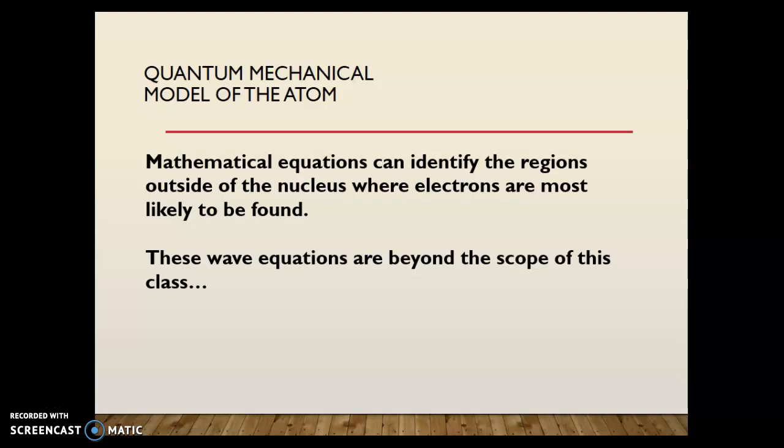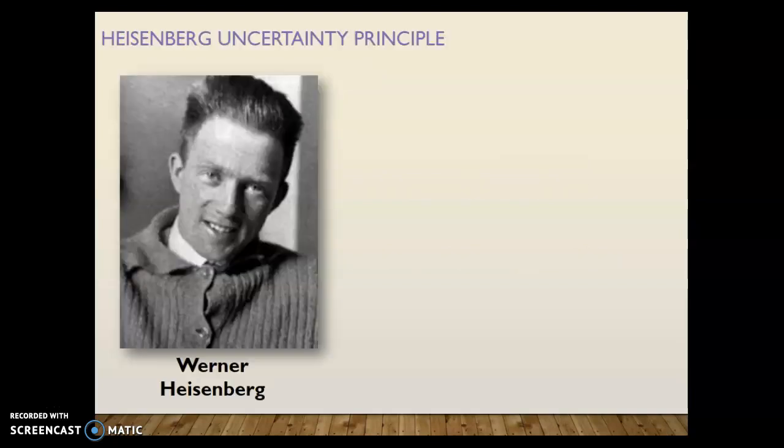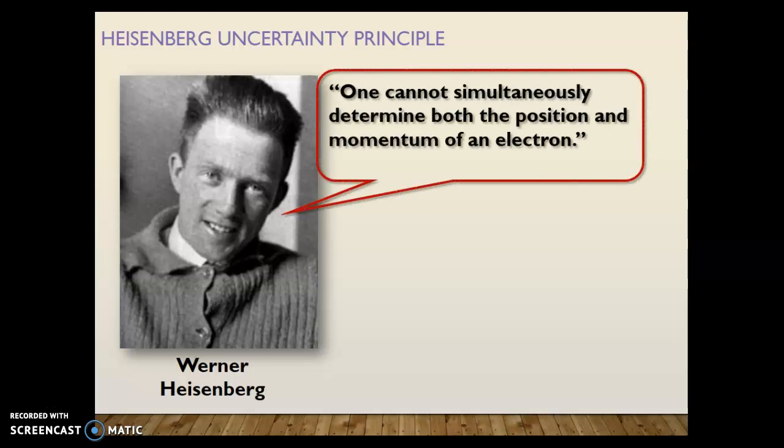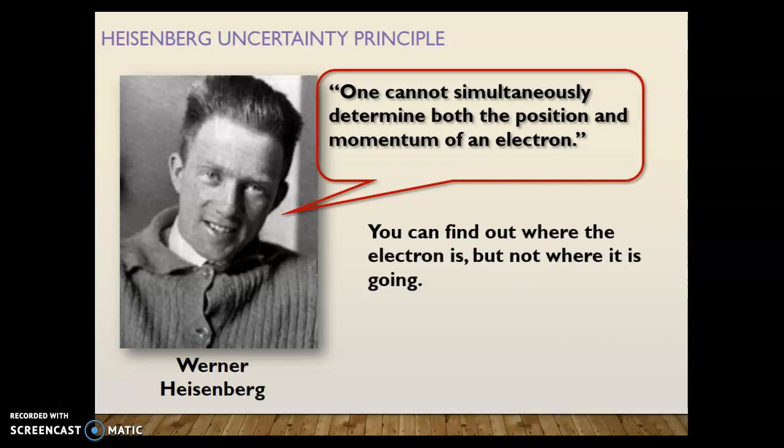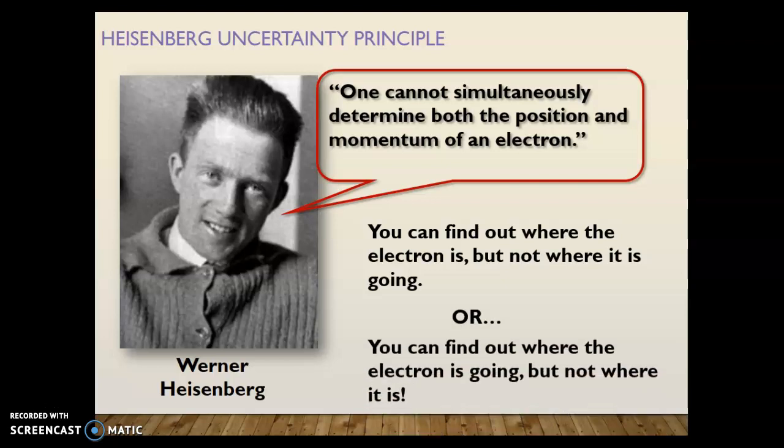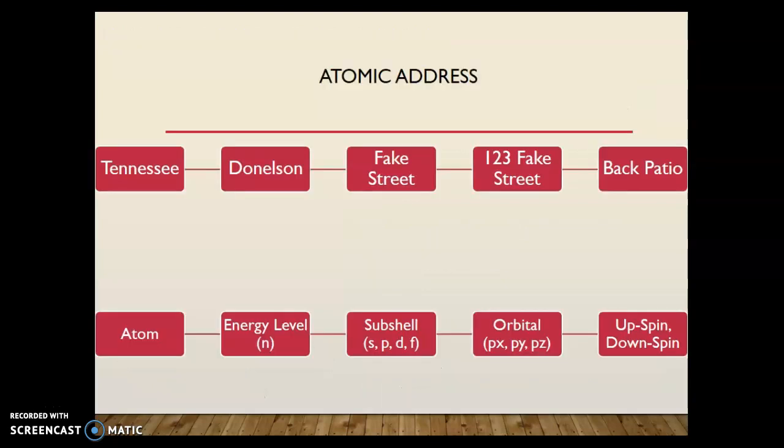You don't need to know the equations. It's way more complicated, but you do need to know what these shapes are, how many there are, and how many electrons they hold. So we talked about the Heisenberg uncertainty principle, where he said you cannot simultaneously determine both the position and the momentum of an electron. He's saying, essentially, you can find out where it is, but not where it's going, or you can find out where it's going, or how quickly it's moving, but not where it currently is. So all of our models are based off of Heisenberg and Schrödinger.